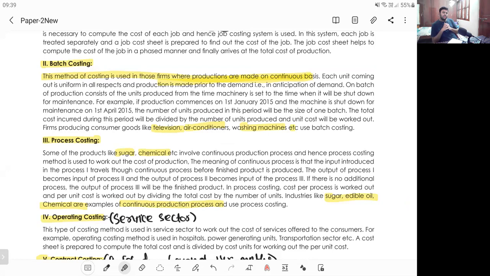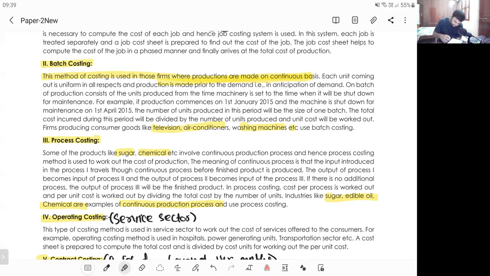Whenever in any place a set of processes is involved, there you use a special type of technique called process costing. Next, converting crude oil to petroleum. Even in converting crude oil into petroleum, there are many processes involved, so in this case you will be using process costing. Whenever there is a continuous production process, or some processes are involved in producing something, there you use process costing.